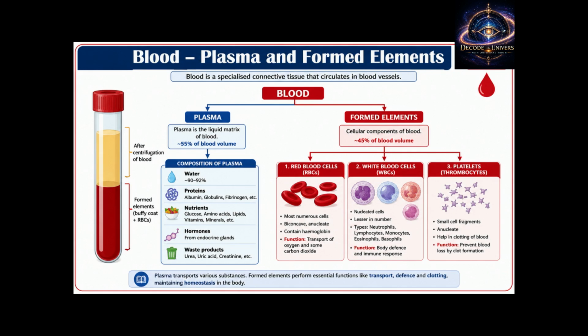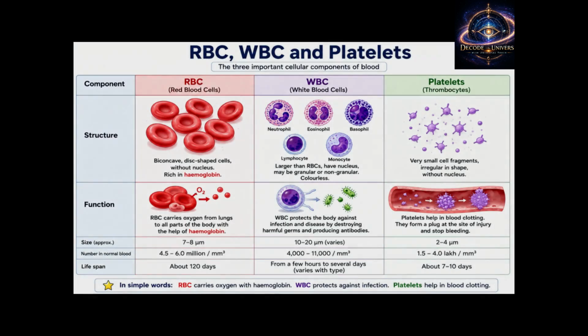Clotting factors. Important plasma proteins: Fibrinogen helps in blood clotting. Globulins help in body defense. Albumins maintain osmotic balance. Plasma without clotting factors is called serum. Real-life example. Plasma is like the liquid road on which blood cells and nutrients travel. 4. Formed elements of blood. Formed elements are RBCs, WBCs, and platelets. They form about 45% of blood.